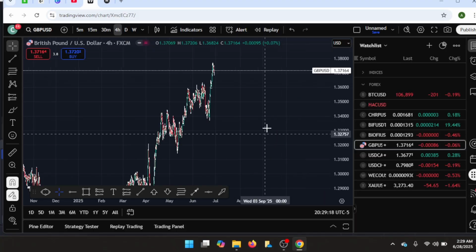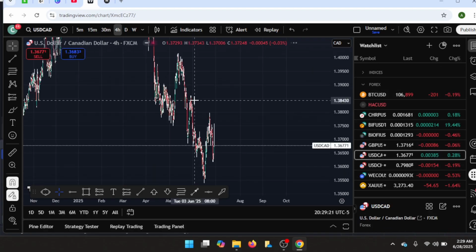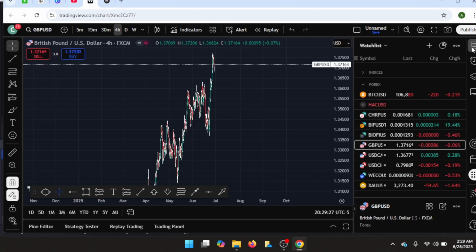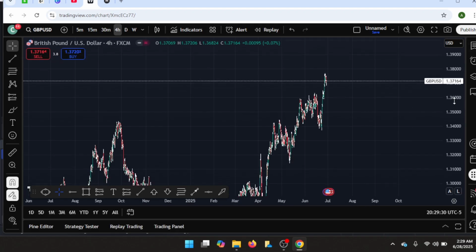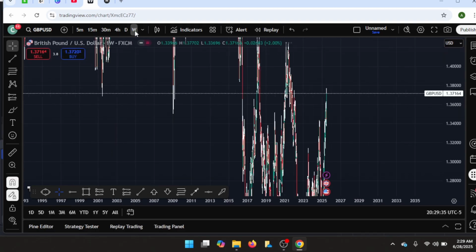So we are on the chart. Let's go to GBP USD. All right, GBP USD. As I said, we will always move to the higher time frame, which is the weekly time frame. Most day traders don't use the weekly time frame. They always use the 4 hours. From the 4 hours time frame, they move down to their 1 hour. Then they execute their trades in 30 minutes and 15 minutes.